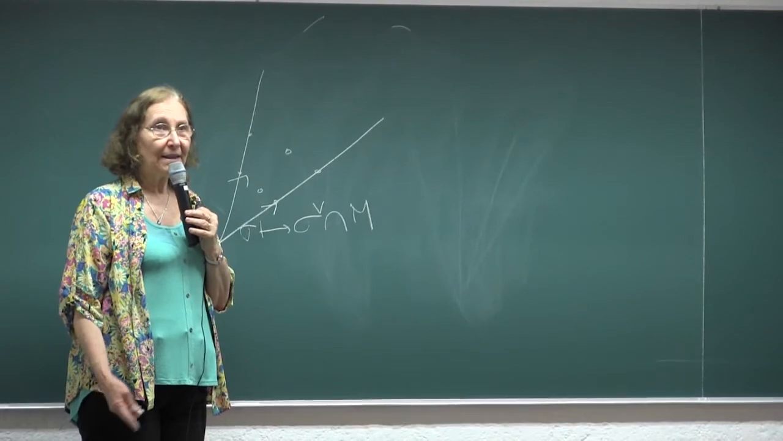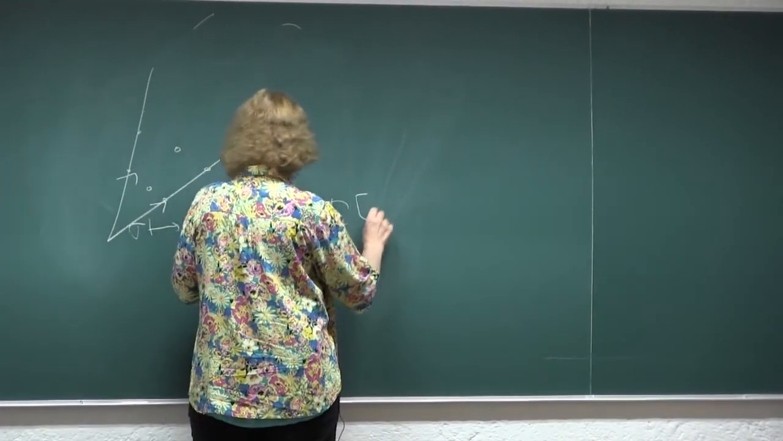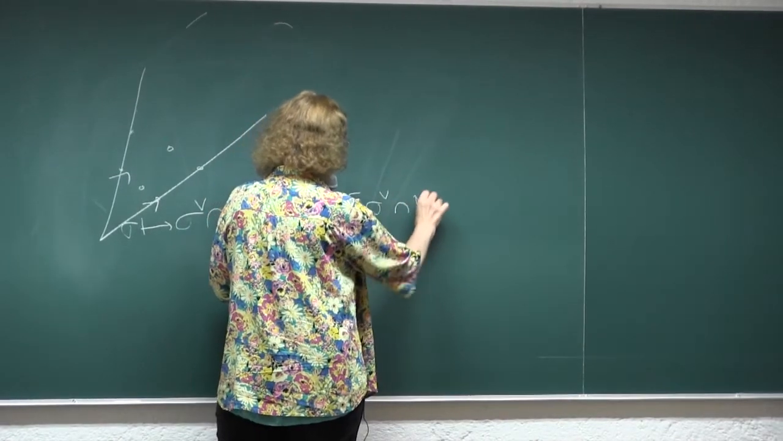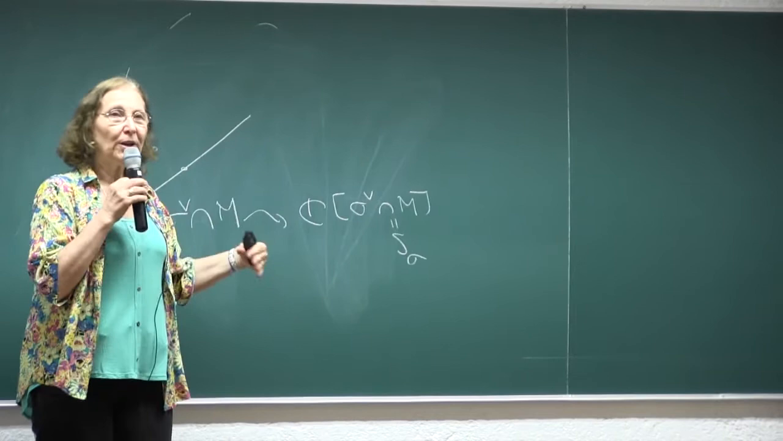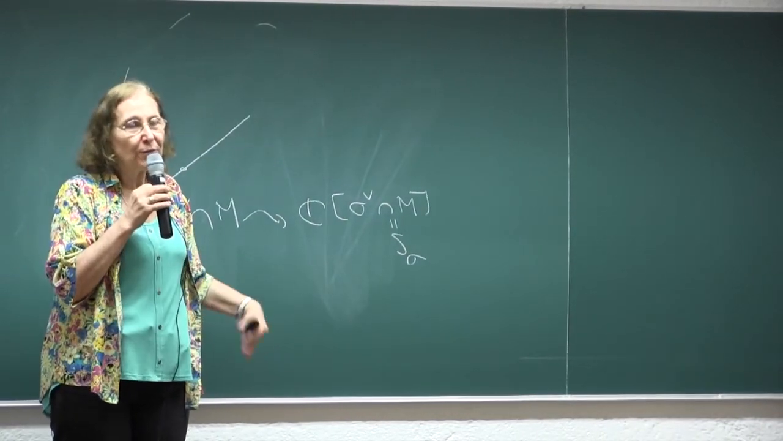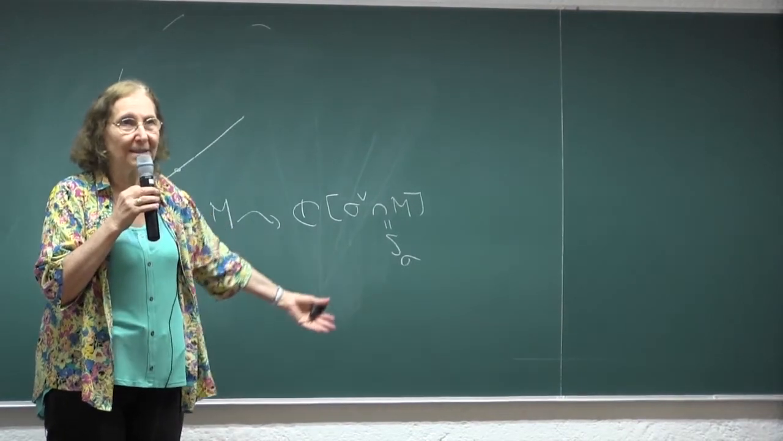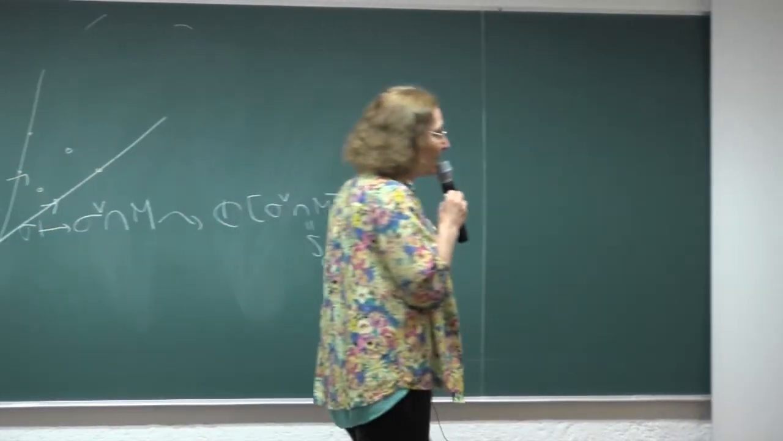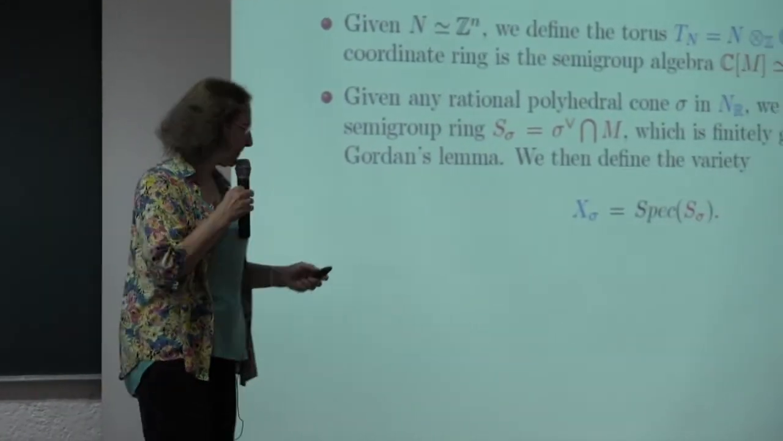And then we take the semigroup ring, this one. This has the name S sigma, I think. And then the toric variety is the set of points for which these are the functions. Okay? All the points where these functions make sense. So it is said that X sigma is the spec of that ring. Okay?